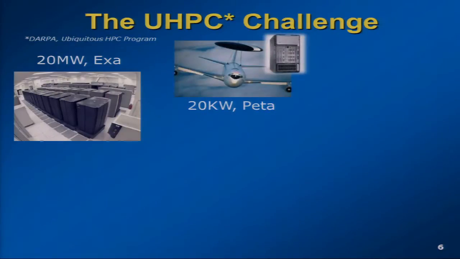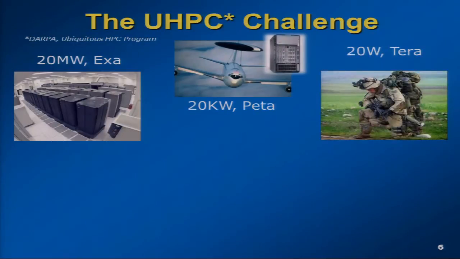If you can give me an exascale in 20 megawatts, it means you can get me a petascale machine in 20 kilowatts, so our Air Force can put them in the airplanes. Today, a petascale machine is a big building. Well, then the army said, I can put a 20-watt terascale machine, and this is where my interests come in. I can have a terascale machine in your laptop.